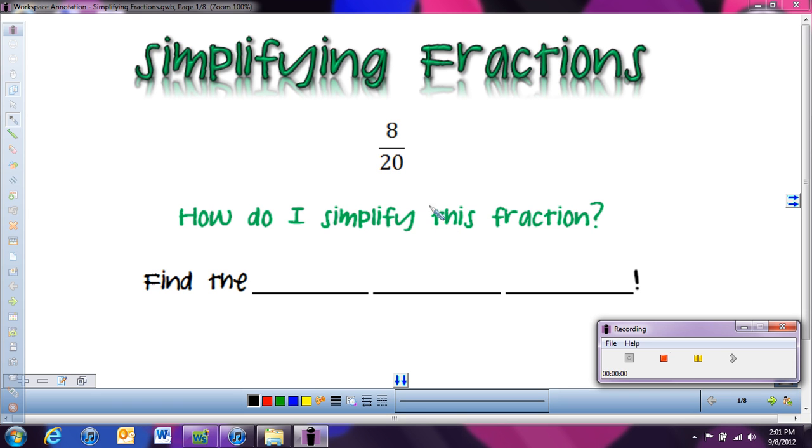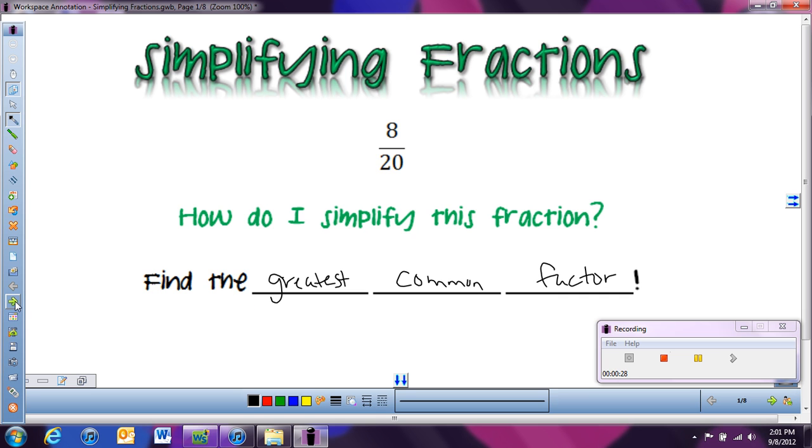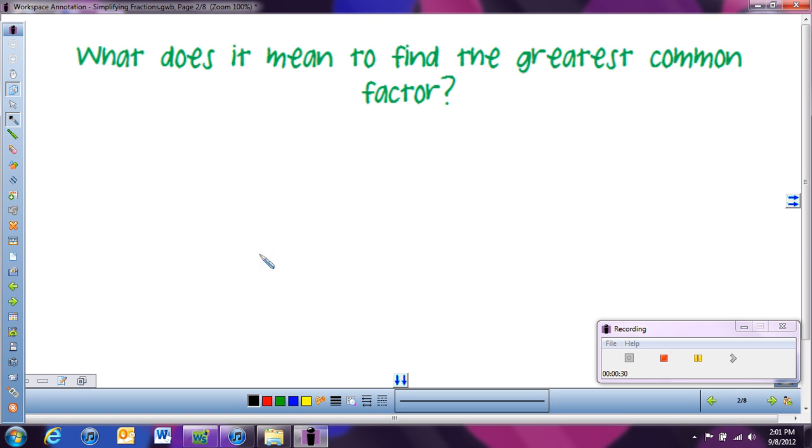We're going to start our unit of fractions by talking about simplifying fractions. And when we think about simplifying fractions, the first thing we have to know and remember is that to simplify fractions, we have to be able to find the greatest common factor. And if we know how to find the greatest common factor, then we'll be able to simplify fractions. So first of all, what does it mean to find the greatest common factor?